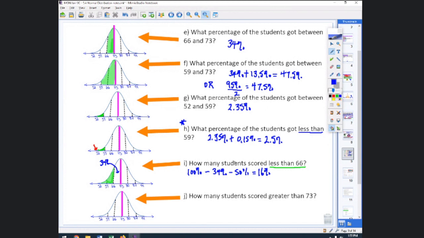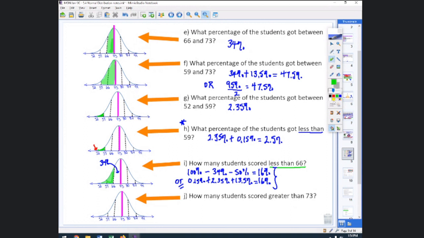What if somebody didn't like that though? What if they said, well, no, I want to do it the other way? Could I also say 0.15%, which is the far left, plus 2.35%, which is the next block here. And then I think this guy is 13.5%. Is that another way we could do that? Either way we slice it, we're going to get 16%.